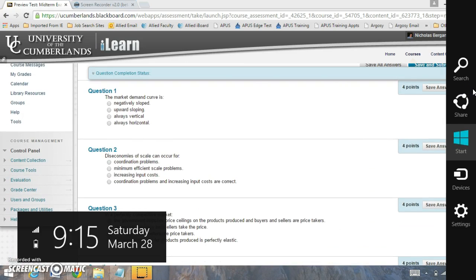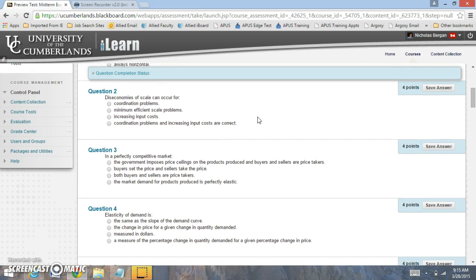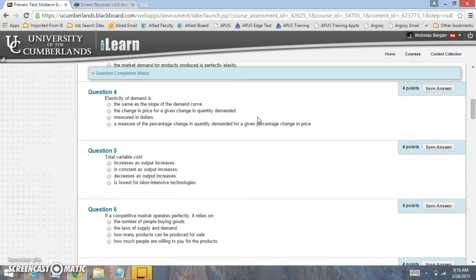On the exam, the market demand curve. You'll notice the market demand curve is a negative relationship between price and quantity supplied. Diseconomies of scale. That's looking at when more is being produced, the cost increases. Perfectly competitive markets. They're called price takers. The buyers are price takers because they have to take the market price. Elasticity of demand is looking at how consumers respond to price changes.